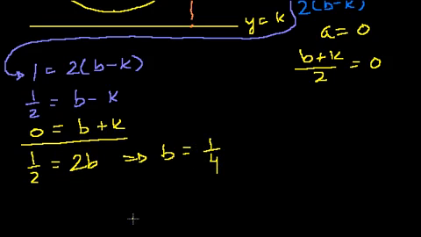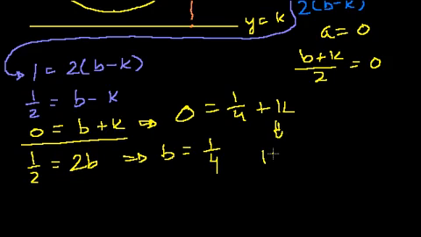And now what's k? Well, we could just resubstitute back. Let's use this equation. We get 0 is equal to 1/4 plus k. You can figure that out by inspection, but you can subtract 1/4 from both sides. So this tells us that k is equal to minus 1/4.